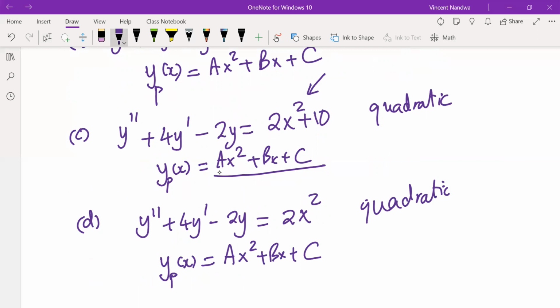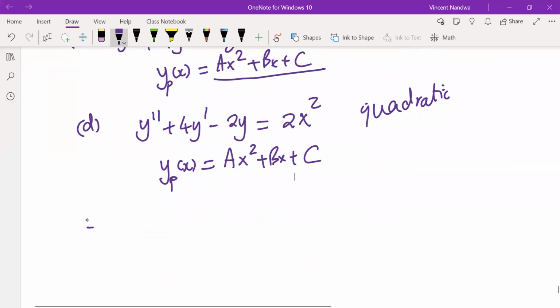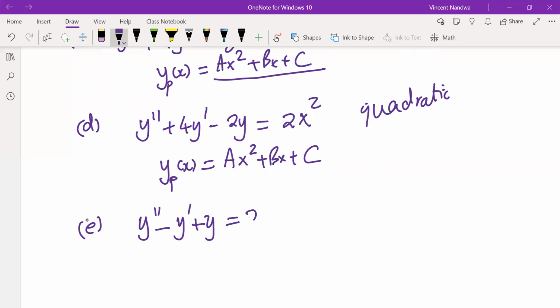If we have, say, y double prime minus y prime plus y equals 2 sine 3x, then this being a function of sine, the correct form of yp is a linear combination of sine function and cos function.